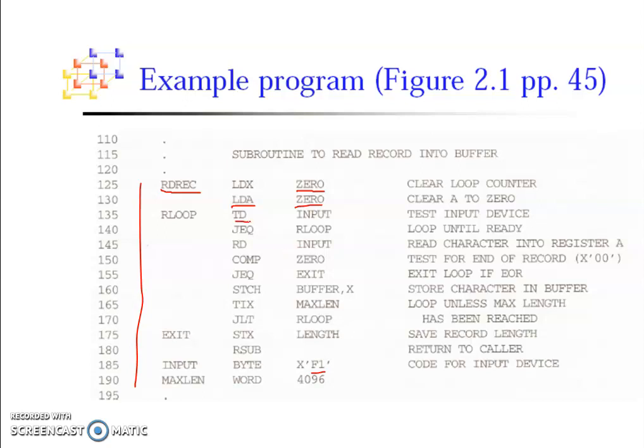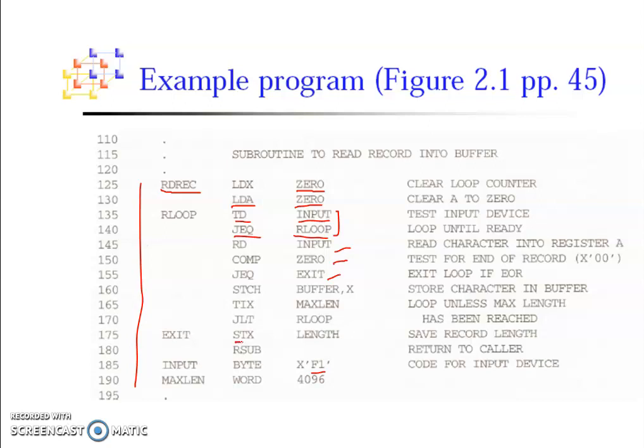Then test for the input device. Input device, if it is ready or not. Jump if equals R loop. That is, it loops inside this statement until the input device is ready. If it is equal to 0 means it again loops inside the loop. If it is not equal to 0, what it does, it reads the input and compares whether it is 0. That is, whether it reached the end of the record. If it is equal to 0 means exit.